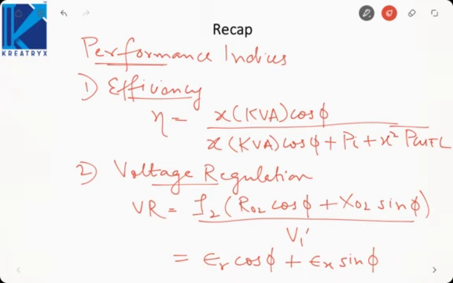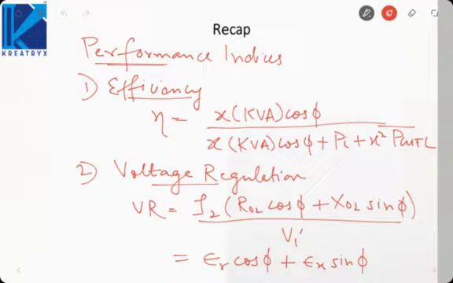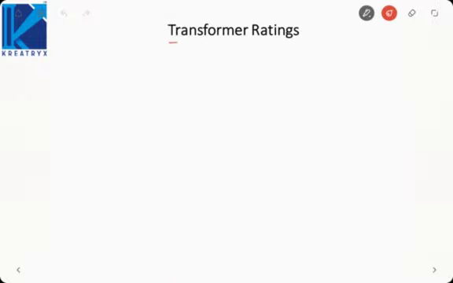So these are the two performance indices in case of a transformer. Based on that, we judge the performance of a transformer, which is performing well and which is not. In this lecture, we will be studying different ratings that are associated with a transformer and how these ratings vary with the dimensions of a transformer. For any machine, there are three types of ratings. First is kVA rating.